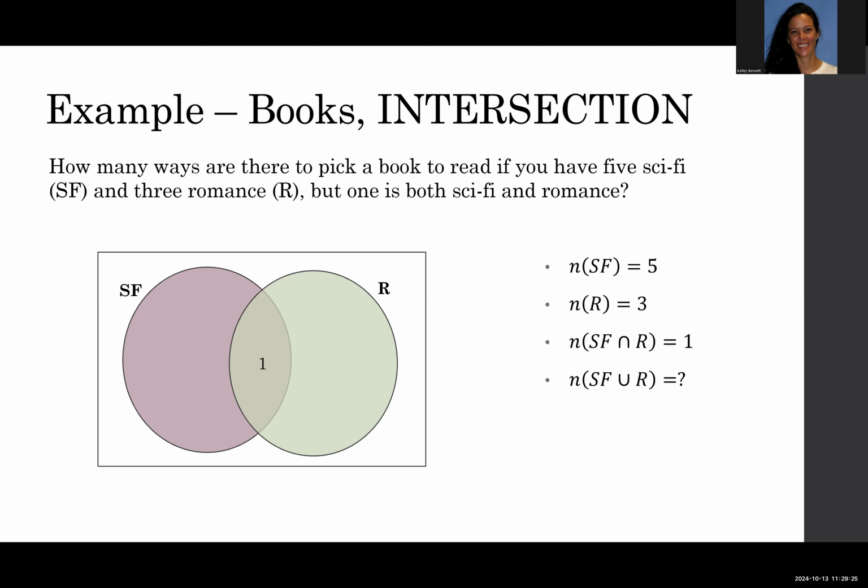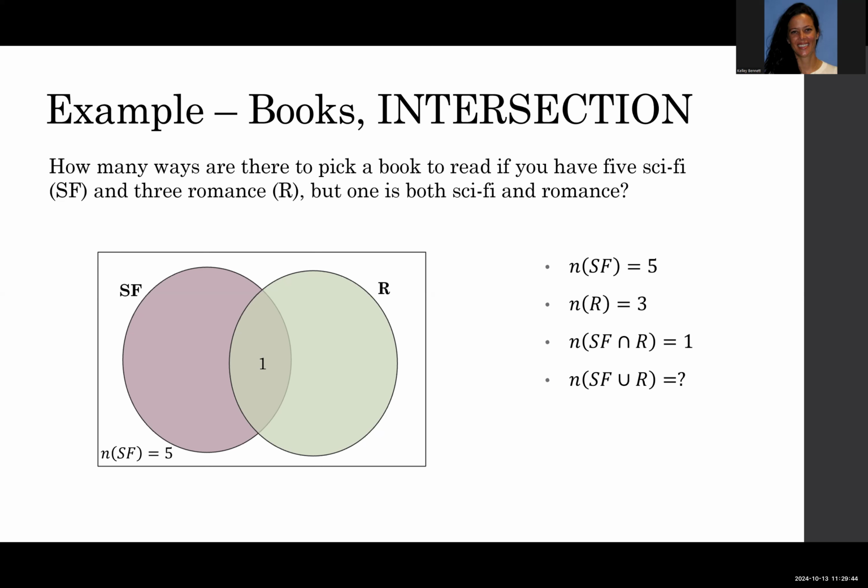So when I'm doing a Venn diagram and I'm given the intersection, I'm going to write that down first because again, it's a single region. I don't have to figure out how much to divvy up, it's 1, it goes there in the middle and I'm done. So that's science fiction overlapping or intersecting with romance.